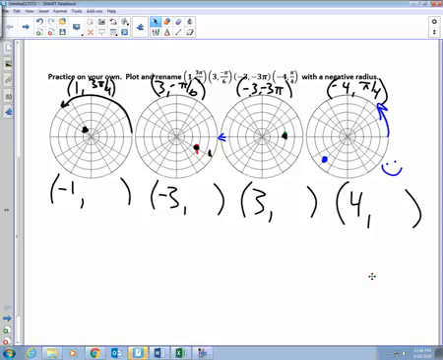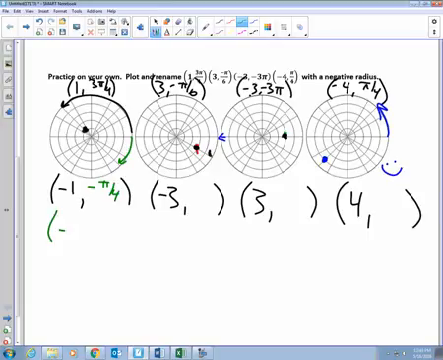Okay, here we go. If you have negative 1, then what I want to do is get to this spot right here. There are 2 ways to do it. You could do negative 1, pi over 4, or you could do negative 1, 7 pi over 4. Either one will get you to that spot. Here, you want to get to this angle right here, which is 5 pi over 6. Or you could have negative 3, negative 7 pi over 6.